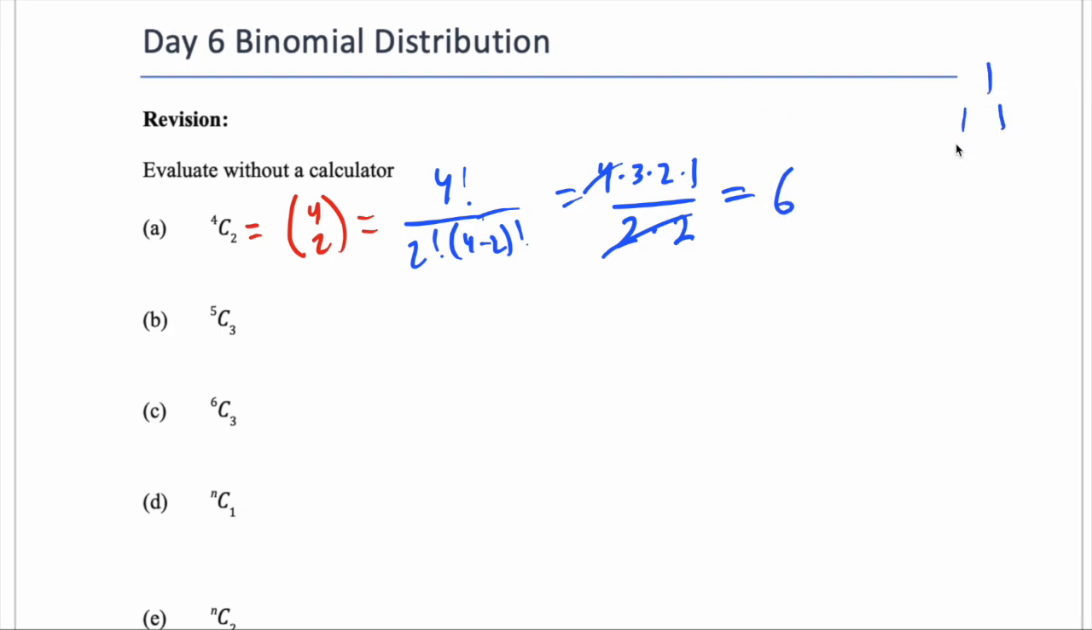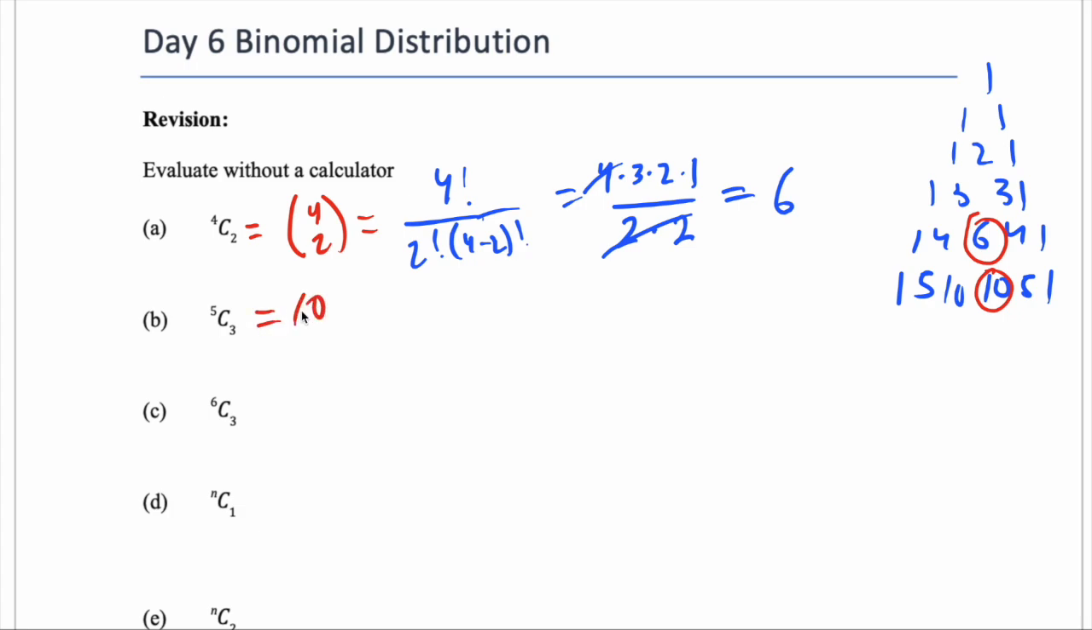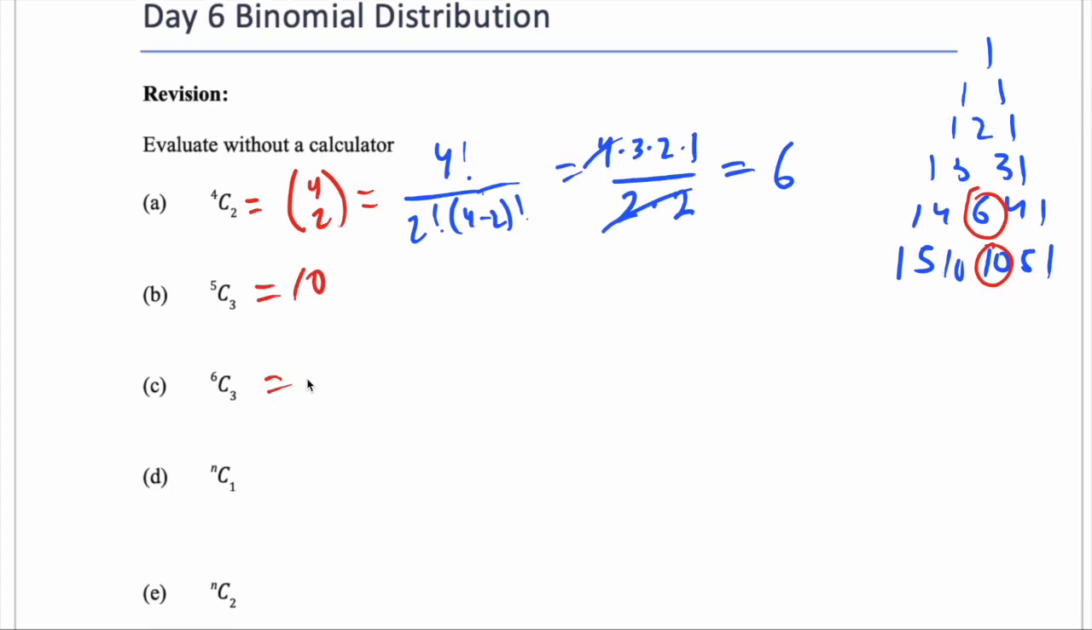You can also get it from Pascal's triangle. If you go down to the 4th row, 4 choose 2 is the second entry. This is 0, 1, 2, 3, 4. 4 choose 2 is this one right here. You can use this for smaller values, like the next one here: 5, 10, 10, 5, 1. 5 choose 3 is the 5th row and the 3rd entry, 0, 1, 2, 3. So that equals 10. We can keep going, but we can also use the formula.